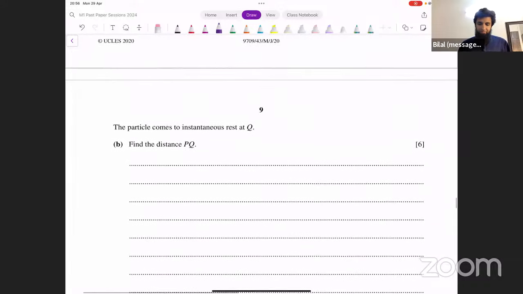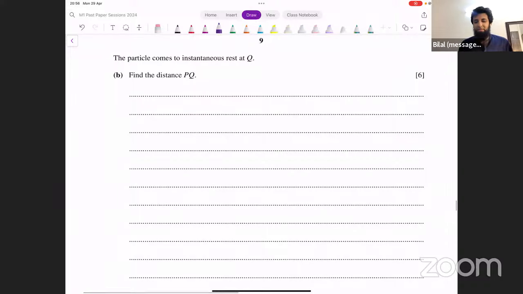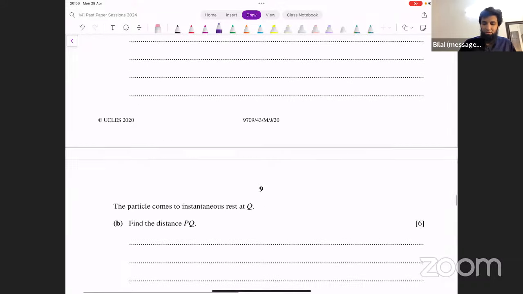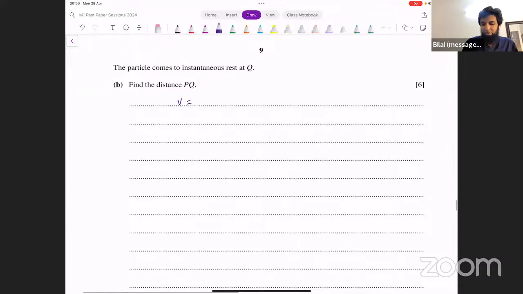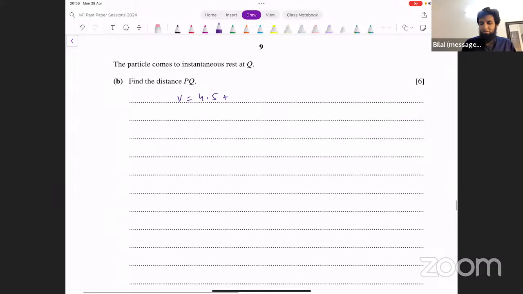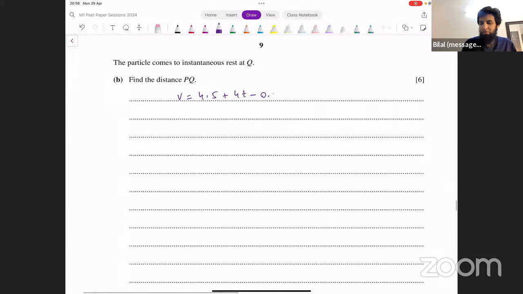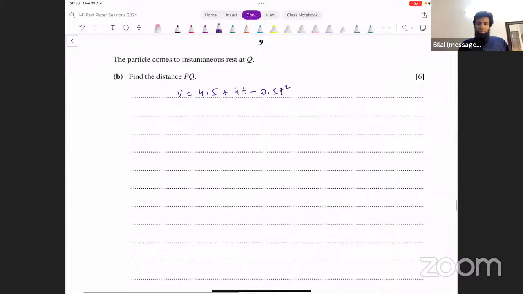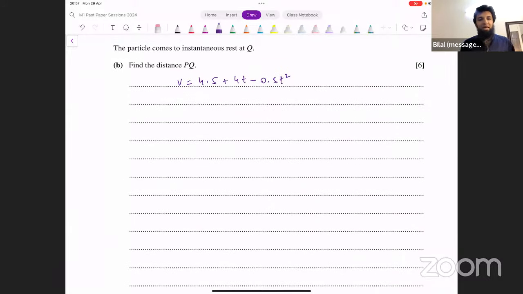Now it says, the particle comes to instantaneous rest at Q. Find the distance PQ. Okay, now how do we do that? We've got the velocity function. Velocity function is 4.5 plus 4t minus 0.5 t squared. Now the particle comes to instantaneous rest at the point Q. How do we find that point, first of all? When it comes to instantaneous rest, we put v equal to 0. Rest means velocity equals 0.